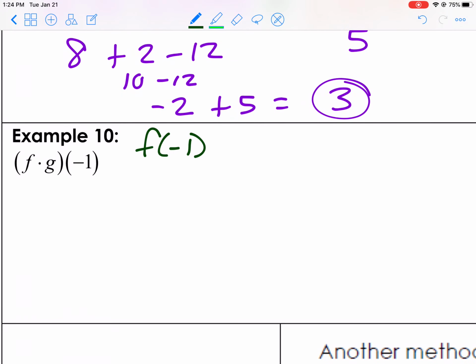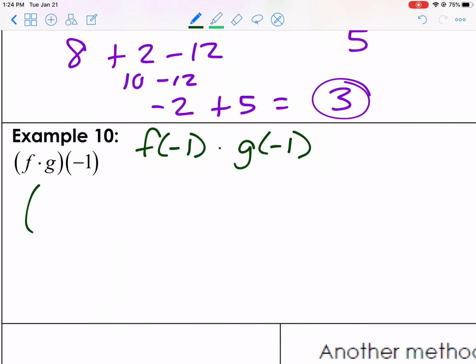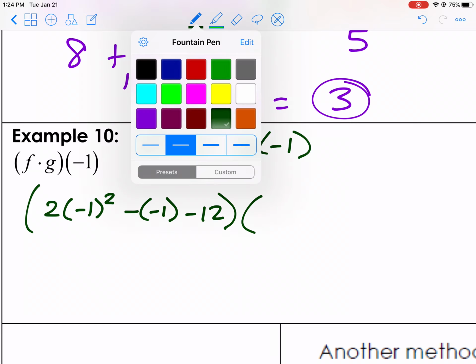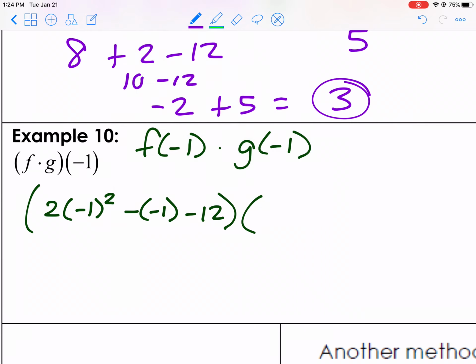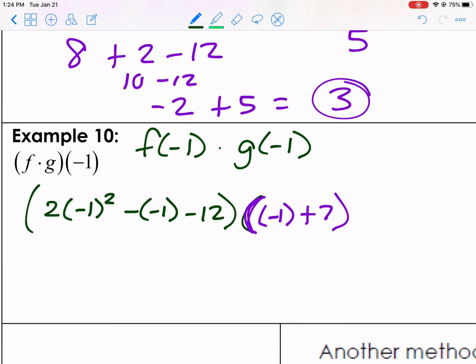F of -1 times g of -1. So f of -1, let's start there. We're going to do 2 parentheses -1 squared minus parentheses -1 minus 12 times g of -1. And g is 1 plus 7, so we're doing -1 plus 7. All right, I'm going to go ahead and just find each function's value and then multiply them together.